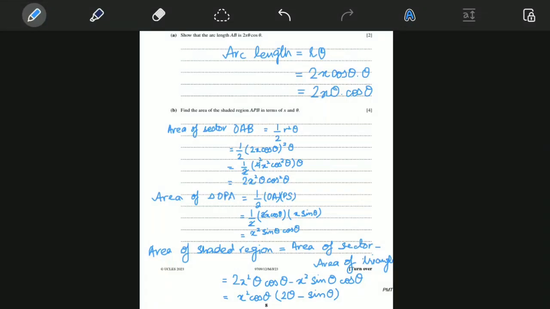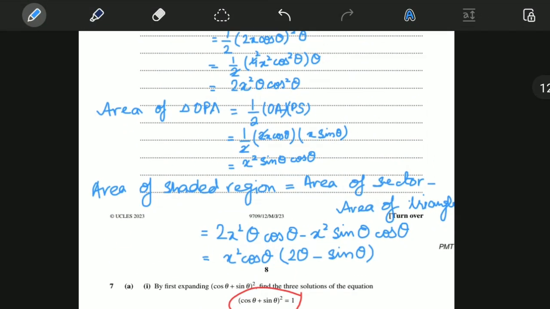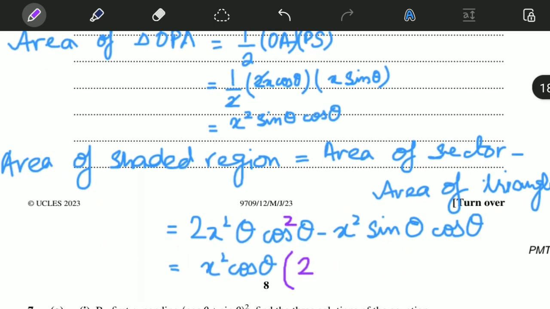Here is a little error, a mistake. If you can identify, here it was cos square theta. So here also it will be cos square theta, and then this last step will be changed a bit. X square cos theta will be taken common, so we will be left with 2 times theta cos theta minus sine theta.